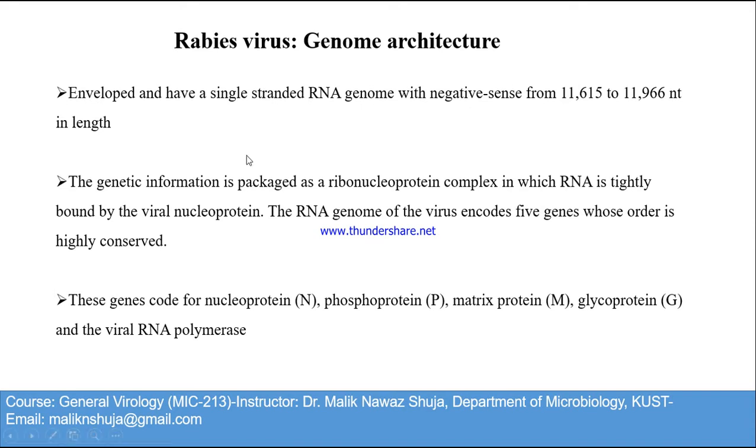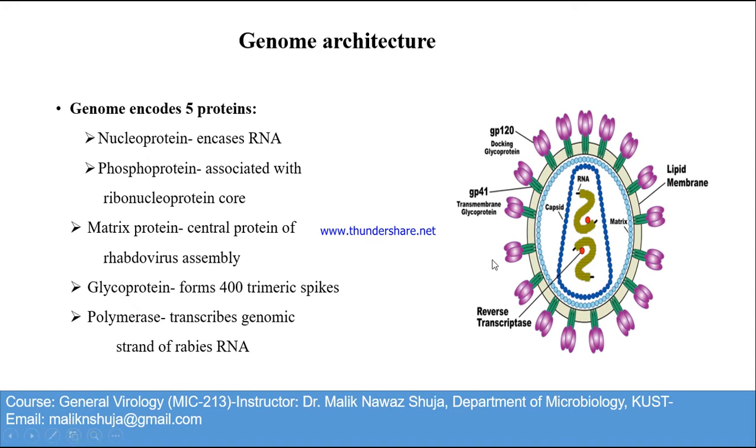The genetic information is packed as a ribonucleoprotein complex in which the RNA is tightly bound by the viral nucleoproteins. The RNA present usually codes for 5 genes: the nucleoprotein, phosphoprotein, matrix protein, glycoprotein, and the RNA polymerase, which is responsible for the production of positive strands, and then that strand will be used as a template for the production of negative strands during the process of replication.